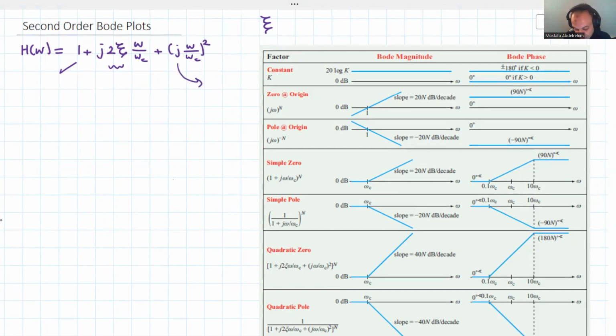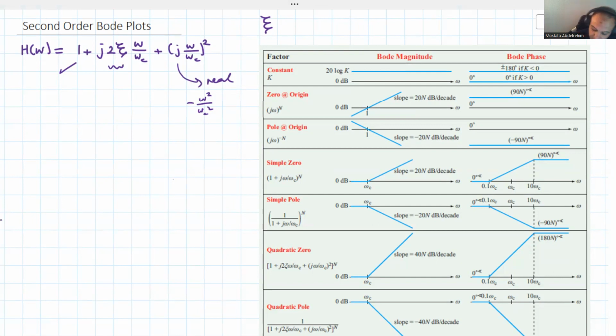By the way, this is real. This is not imaginary, because if you square it, it will be minus omega square over omega c square, because j square is minus 1. Okay, but we like to write it in that way. Once you see it in a question or a problem, it will not be like that. It will be much more sophisticated. It will not be directly like that. So you have to make some simplification, take common factors until you reach that form, to be able to draw it or make the Bode plot for it.